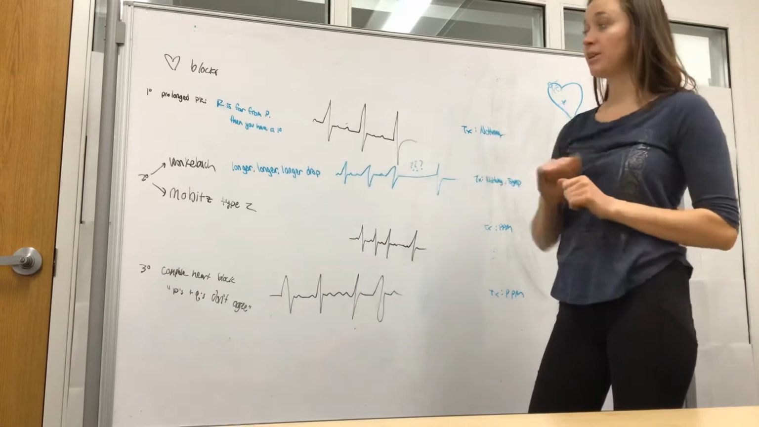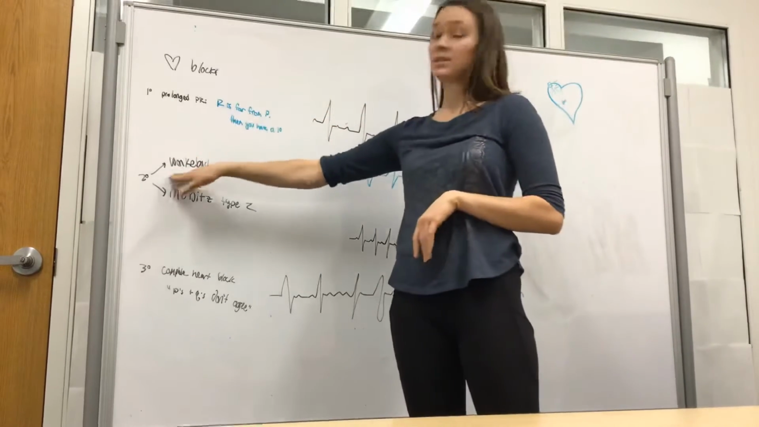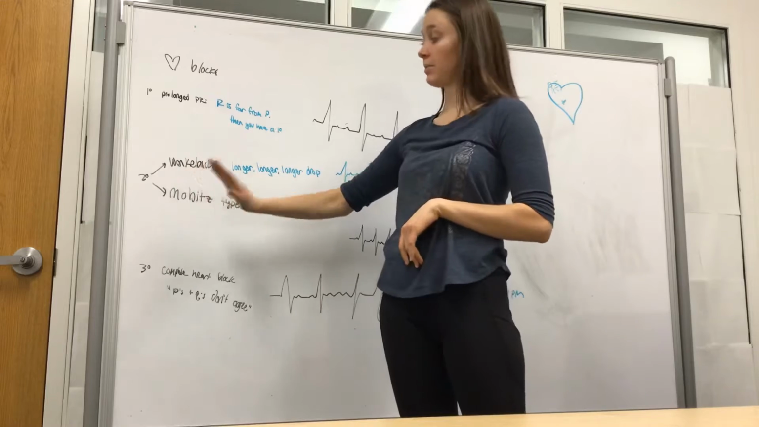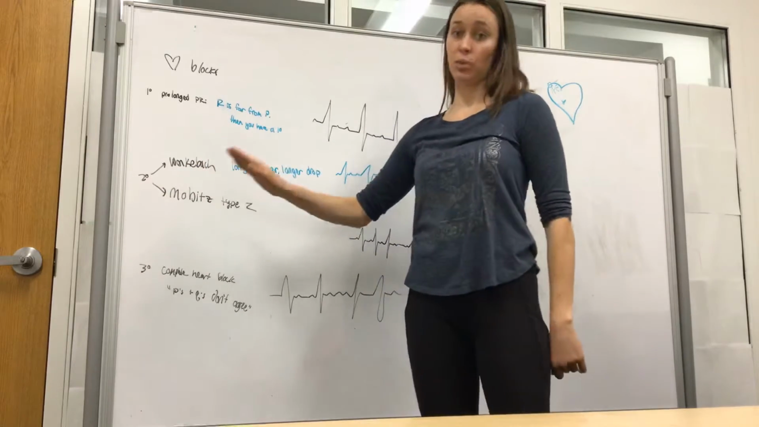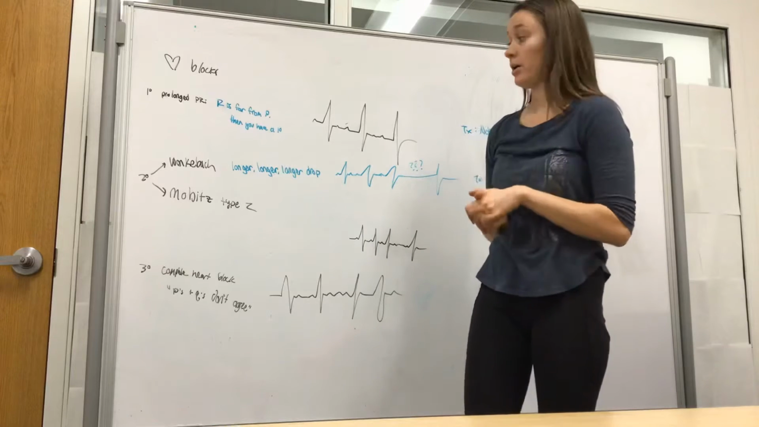When we talk about AV heart blocks, there are 4 different kinds. There's first degree, second degree type 1, which is Wenckebach, second degree type 2, which is Mobitz type 2, and then third degree, which is known as complete heart block.